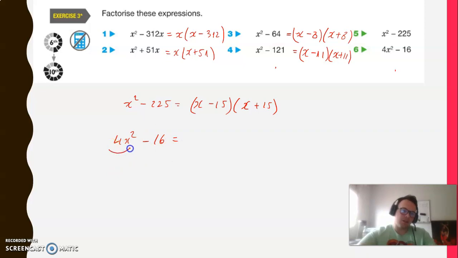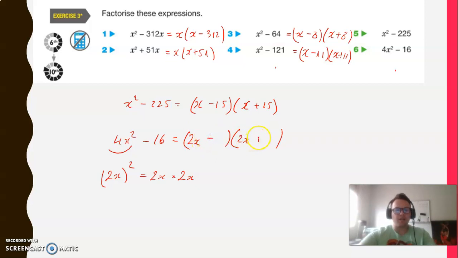And 4x squared minus 16, the solution is, well, this here is a square number because that's 2x everything squared, if you think about it. It's 2x times 2x, so it is a square number. So here we should end up with two brackets, 2x minus, plus, and then 4, because 16 is 4 times 4.